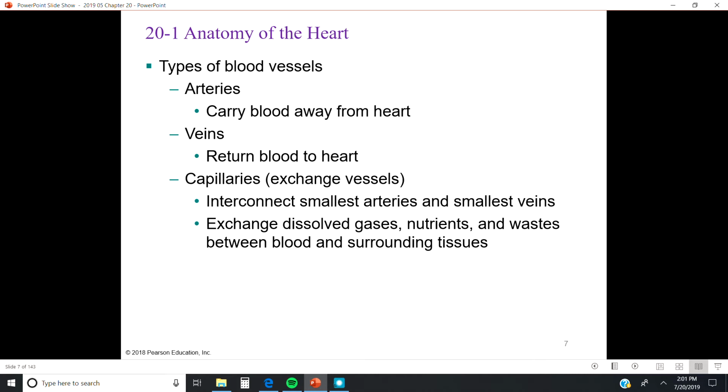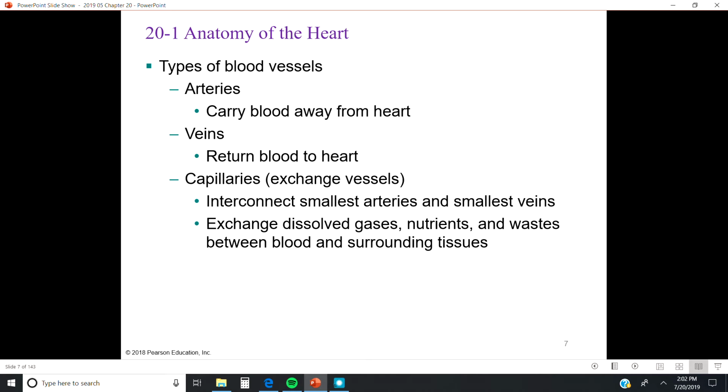Somewhere in between the arteries and the veins are these small microscopic blood vessels known as capillaries. You can even think of them as exchange vessels, meaning that this is the site where blood gases are going to move in and out. For instance, out in the tissues, the capillaries, oxygen will leave the bloodstream and go into the cells, while carbon dioxide comes out of the cells and goes into the bloodstream. Nutrients are going to be moved, waste products are going to be moved.